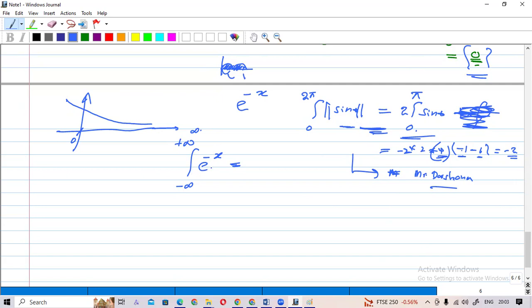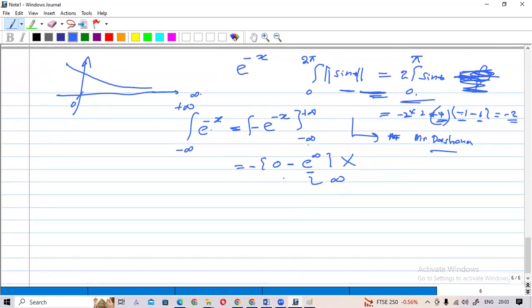Because you will have minus e to the power minus x, and you have to apply the limits. If it is minus infinity to plus infinity, at plus infinity it will be e to the power minus infinity, and that will be 0. And at minus infinity, e to the power minus minus infinity will be plus infinity. So e to the power infinity is an infinite value, so you can't get the value here.